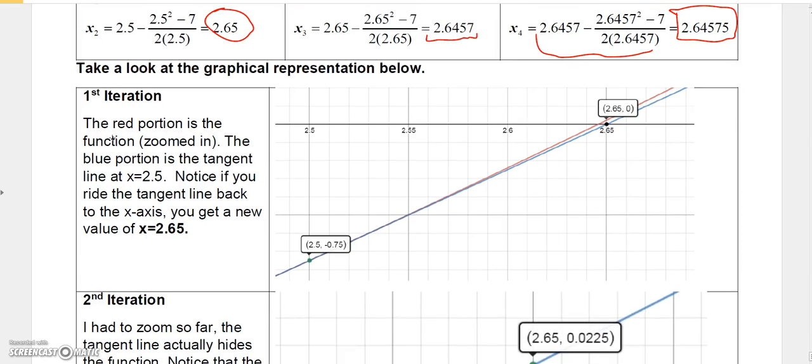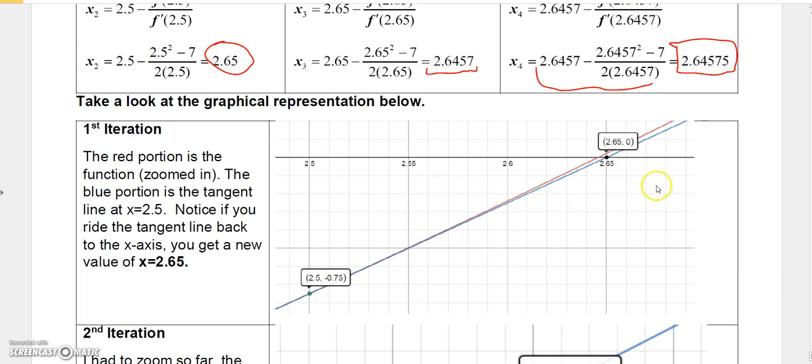Now, the way this works is kind of like this. I'll try to show you here. Here's the number I chose first. When I evaluated the function at 2.5, this just shows you what I got. That shows you that I'm negative 0.75 units off.